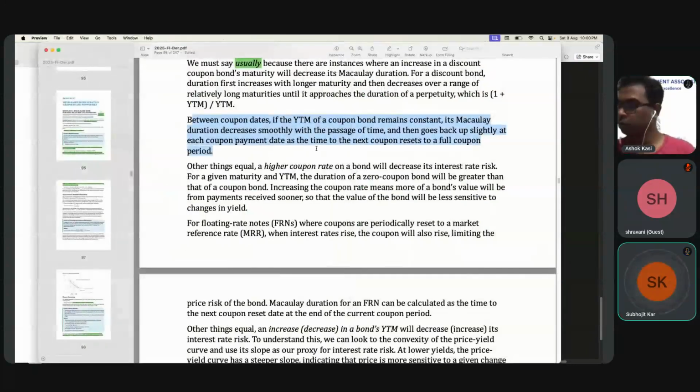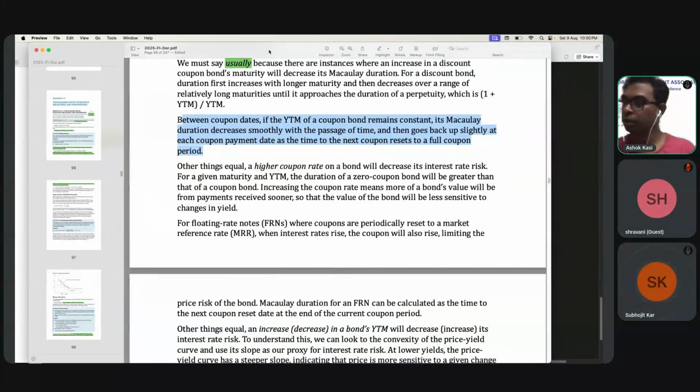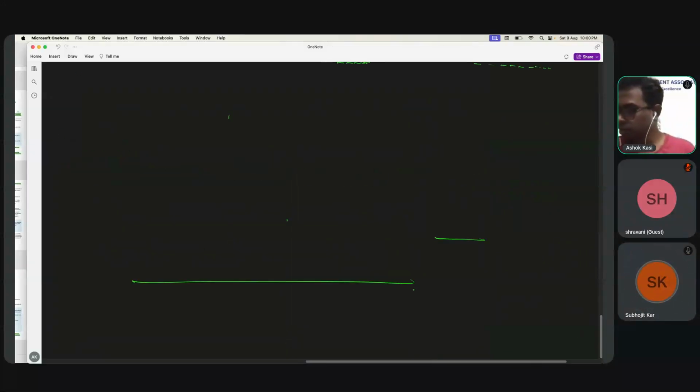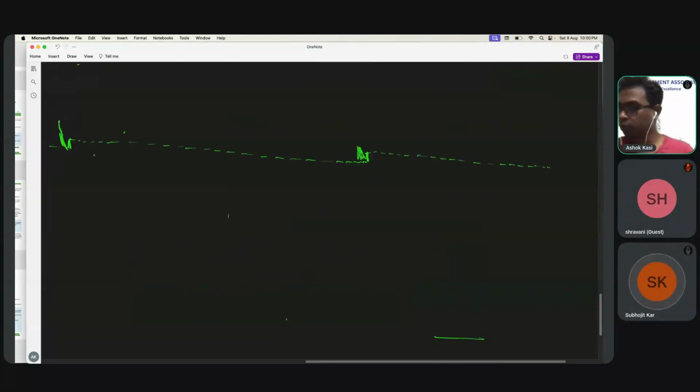Duration means weighted average time, right? So when there is more coupon expectation, it approaches faster, so the duration is getting low, it is going down. Then it goes up because the next coupon date is far away. Then slowly it expects the coupon, and the Macaulay duration comes down.